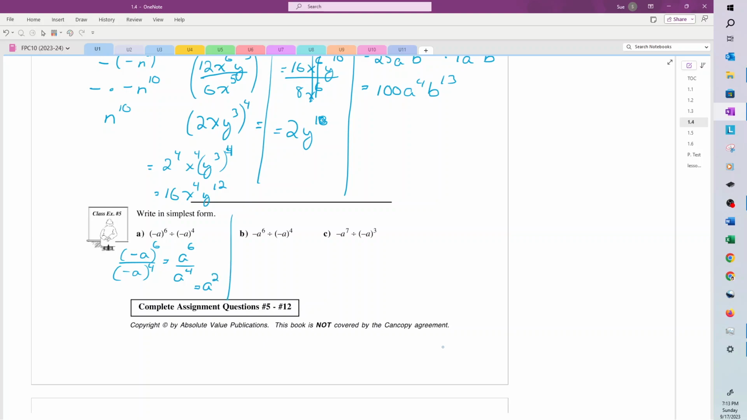This one we've got negatives in different places. So the top is negative a to the 6. And the denominator is negative a to the 4. So it's an even exponent. So it's going to be positive. So that's just going to be a to the 4. So this one is going to be negative a squared. And this one is going to be negative a to the 7 divided by negative a cubed. It's got an odd exponent, so it's going to stay negative, and it's going to be a cubed. And then when I simplify that, a negative divided by a negative is a positive, and that's going to be just positive a to the 4.